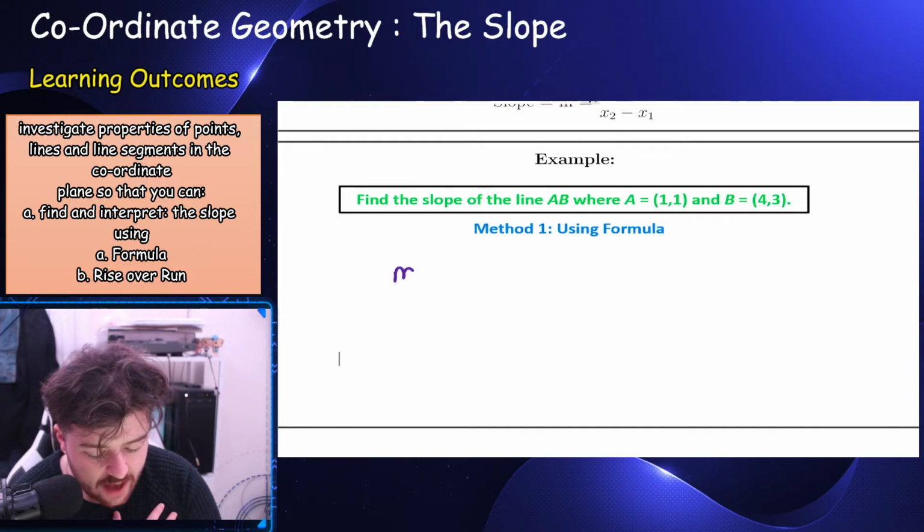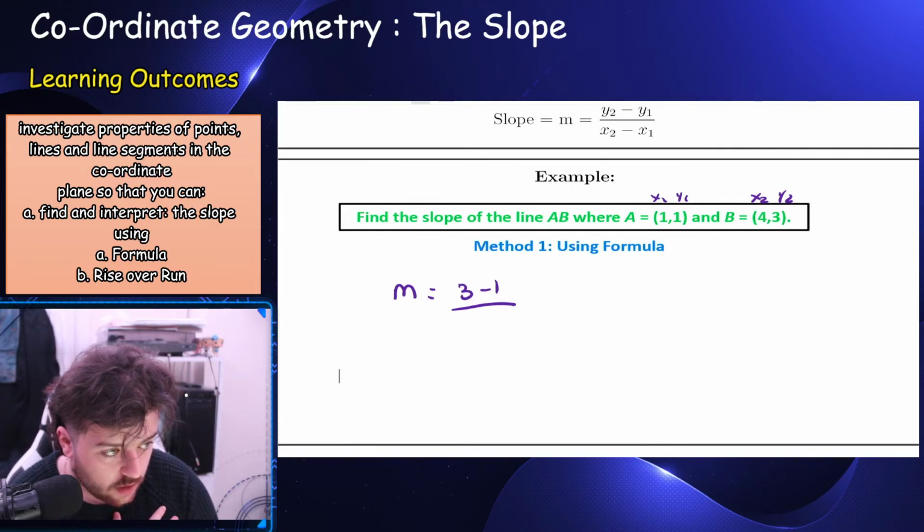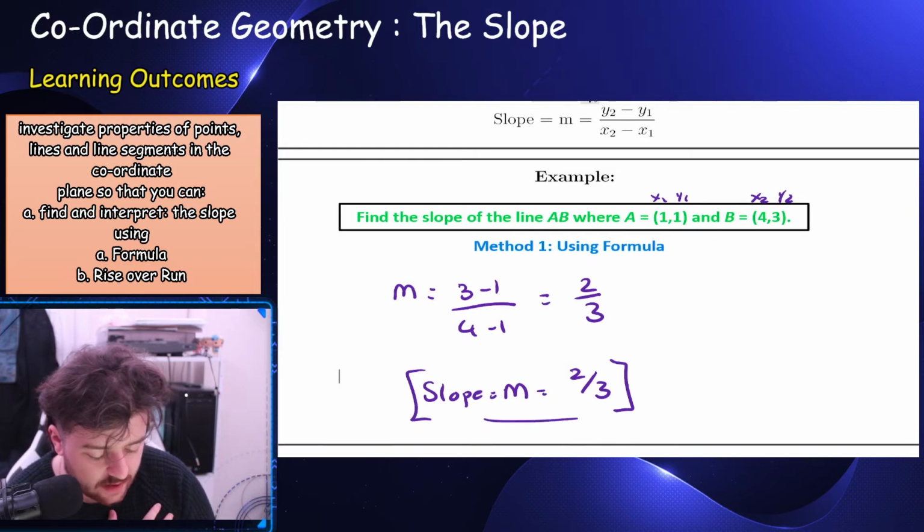So I have m equals, so this would be x1, y1, x2, y2. So y2 minus y1 would be 3 minus 1, all over 4 minus 0, which is equal to 2 over 4... that is, 1 over 2. And that's it. I can't simplify it further. So my slope, or m, is equal to 2 over 3. And that's my final answer.